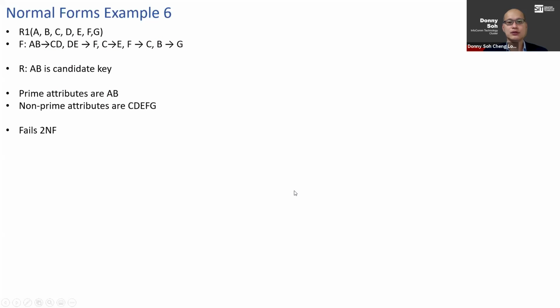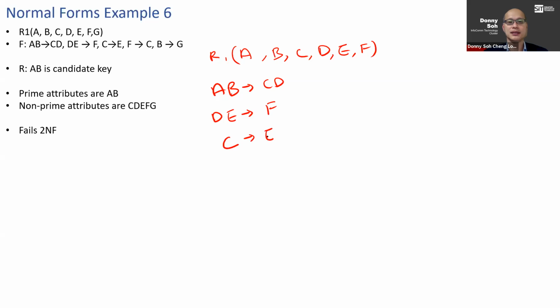Okay. Let's do the next example. I give you all to try because I think you all try rather than hear me talk the whole night. A, B, C, D, E, F. So A, B implies C, D. D, E implies F. C implies E. And F implies C. So maybe you take the next maybe 5 minutes to find out what normal form is this table in.